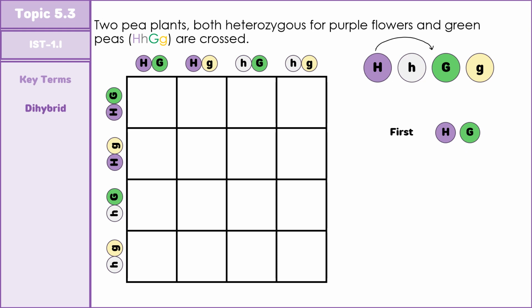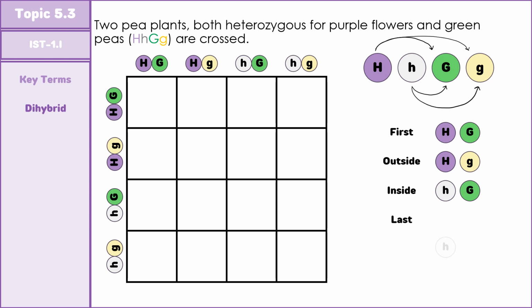We can go outside. Let me spell foil correctly. Outside, so we're going to get a dominant H and a recessive G. Now it's inside, so we're going to get that recessive H and that dominant G. And then last, so all together that spells out foiled, so we get both of those recessive characters.